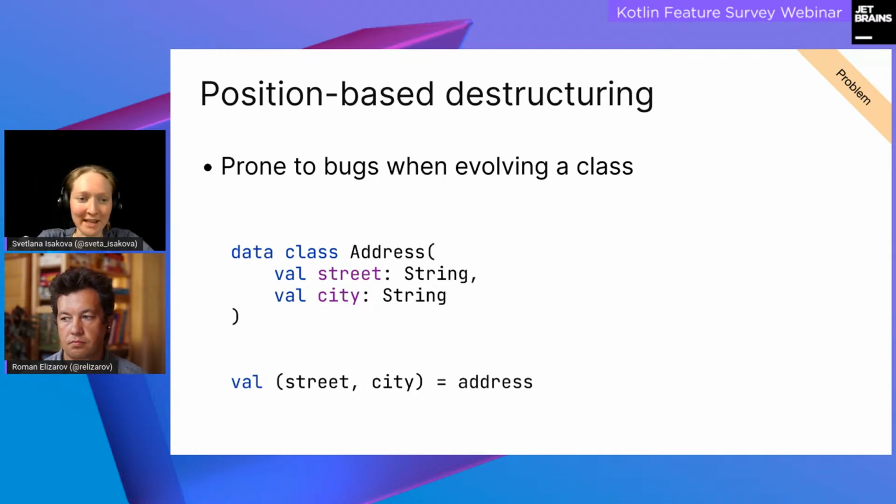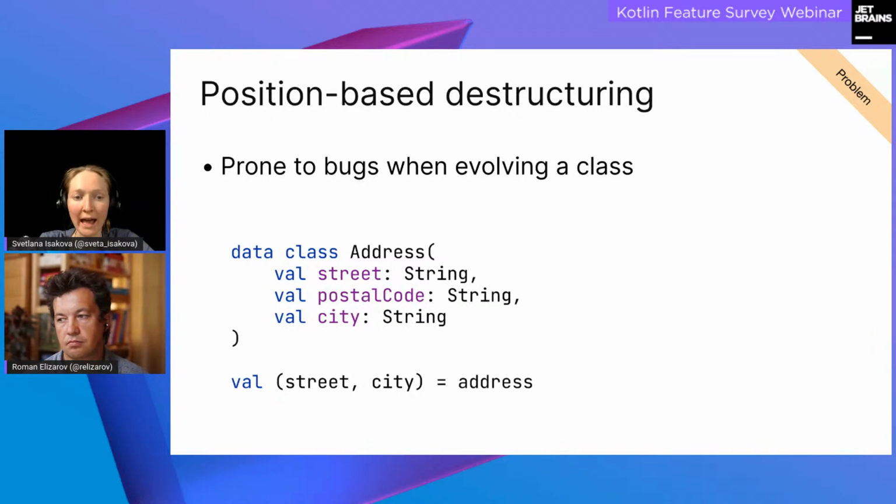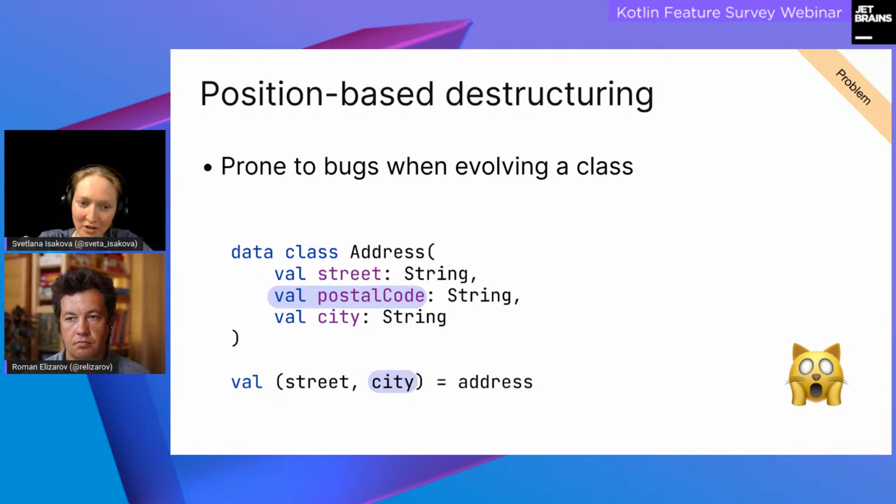For instance, in this example, we defined a data class Address and destructured it into two variables. But afterwards, we decided to add a new property, not at the end, but in the middle of the class. And then our position-based destructuring breaks, because now the second property gets assigned to the second variable. Remember, it's position-based. So the first goes to the first one, the second goes to the second one.